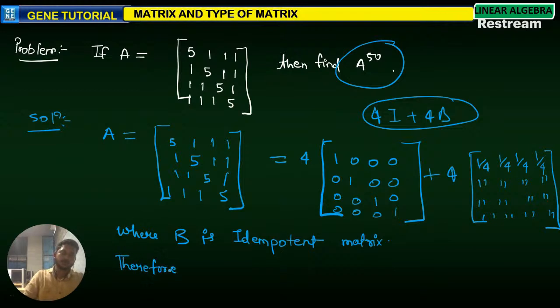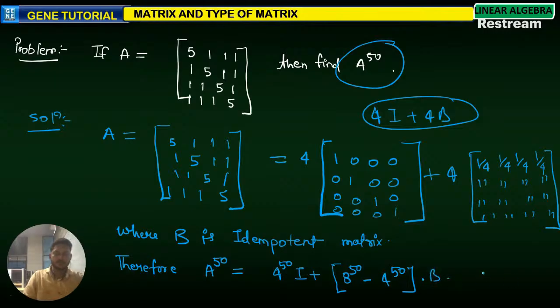So therefore, A to the power 50 is equal to 4 to the power 50 I plus 8 to the power 50 minus 4 to the power 50, and also multiply B. So these are the solution for the related problem. Take a 4 cross 4 matrix with a 5 on the diagonal and 1 everywhere else.